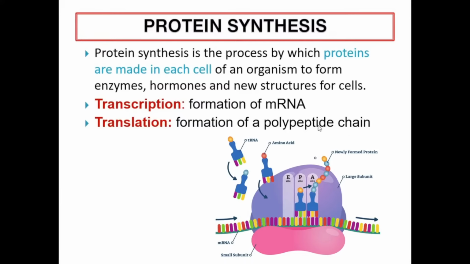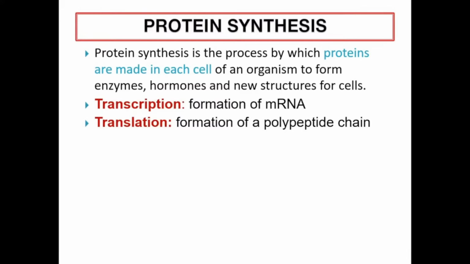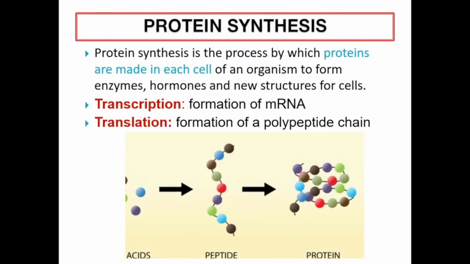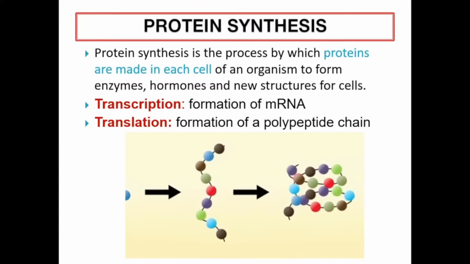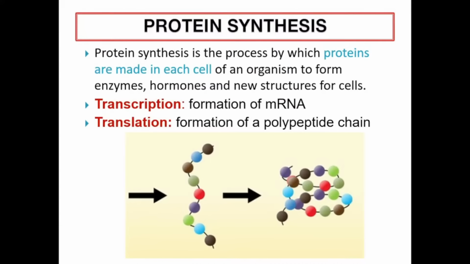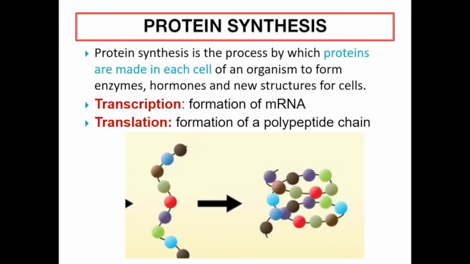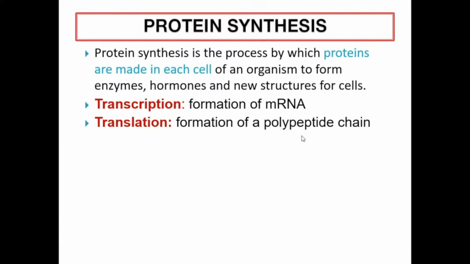The difference between a polypeptide chain and a protein is almost the same, but it depends on how many amino acids are there. We are going to see the amino acids in detail. So how many amino acids are there? If it is 50 and above amino acids, then we call it a protein. But if it's less than 50 amino acids, we call it a polypeptide chain.